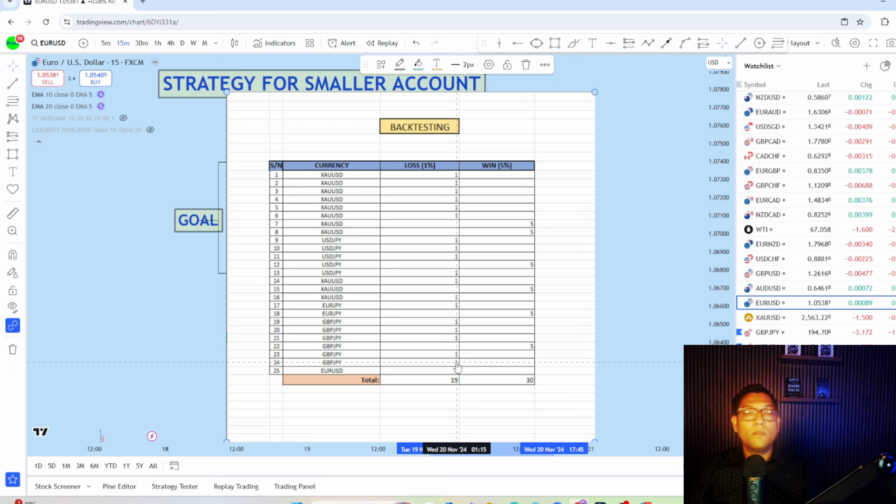The most important part here is to maintain a very strict risk percentage per trade so that you can remain consistent in your strategy.